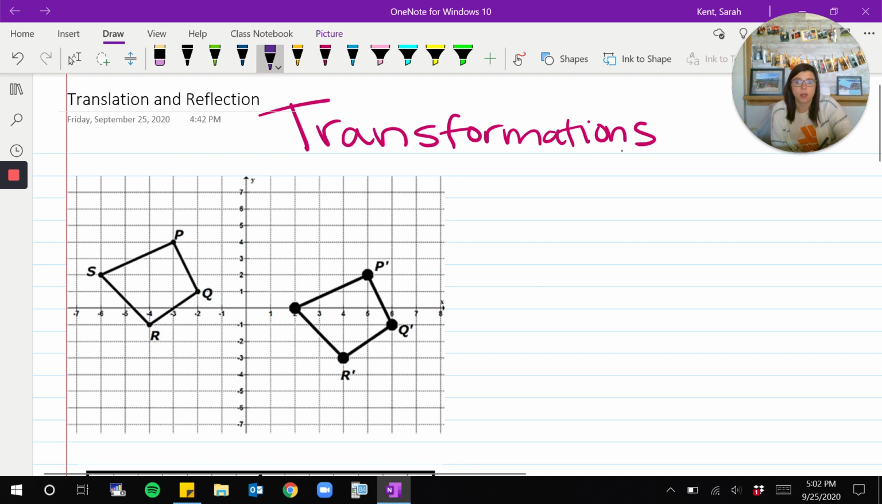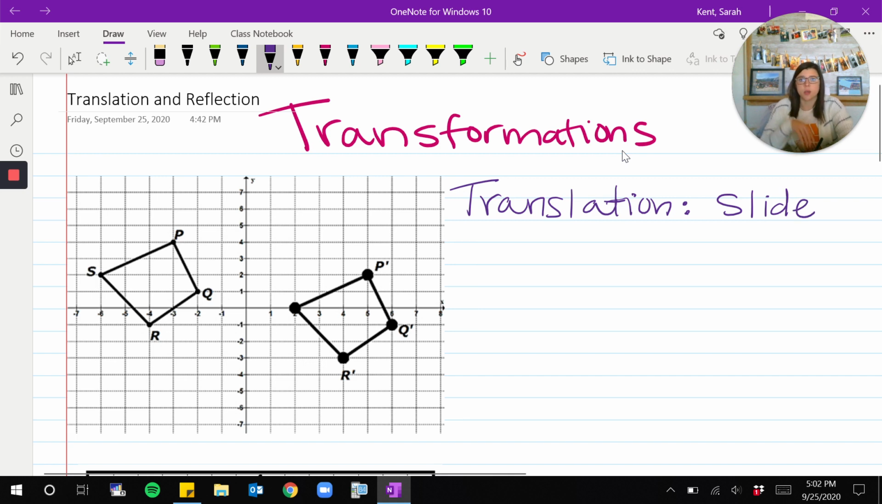So the first one, a translation, this is where all of the points are going to move in the same direction, the same amount. An easy word for this is the picture will slide. So the points will all move right 3, up 4. The points will all move left 7, down 2. It's making that same movement.